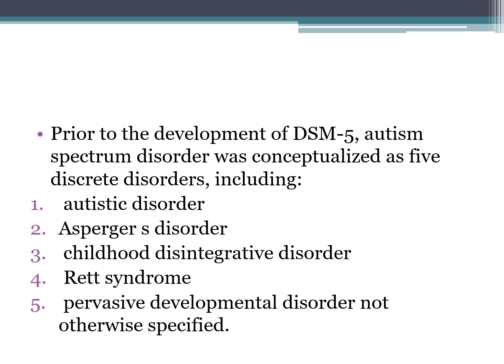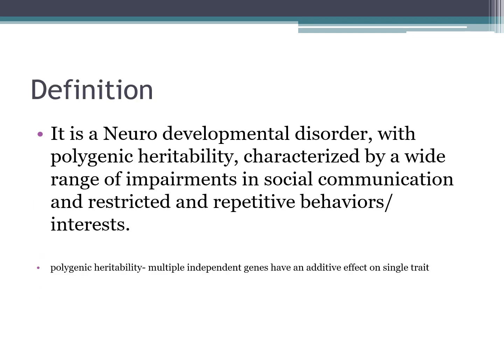So prior to the development of DSM-5, before they conceptualized it as a spectrum disorder, each one of these was diagnosed independently, like autistic disorder, Asperger's disorder, childhood disintegrative disorder, Rett's syndrome, and pervasive developmental disorder not otherwise specified. All of these were diagnosed independently, but now we give a common diagnosis as autism spectrum disorder, in which the features or the conditions of all of them are covered.